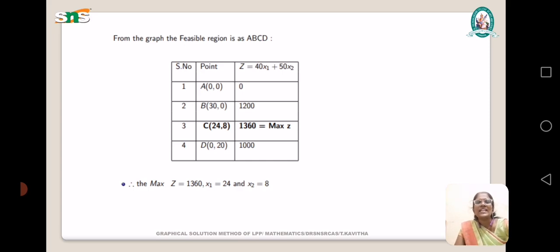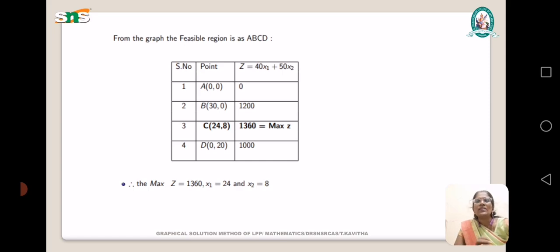Now we have to find Z equal to 40x1 plus 50x2. We substitute point A 0,0, then we get Z equal to 0. Then we substitute the point B 30,0, then Z is equal to 40 into 30 plus 50 into 0. Therefore the answer is 1200.